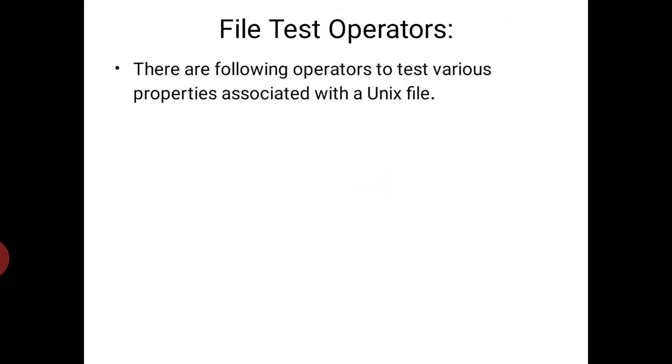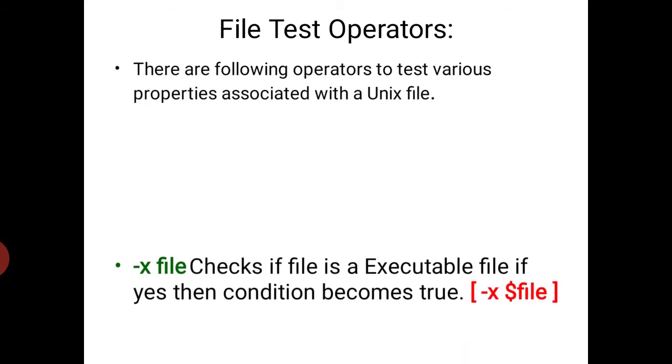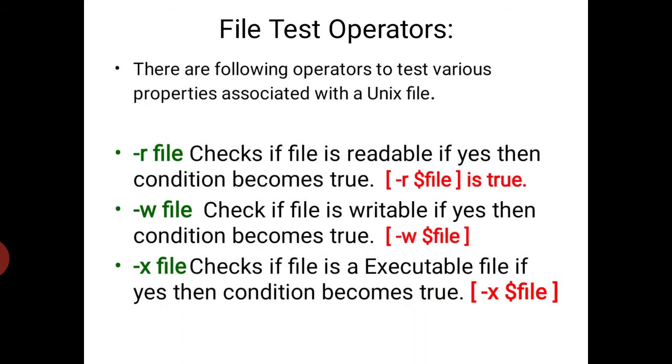Next one is file test operators. All test operators we have discussed, minus r, minus w and minus x. Here we see how to use these operators. Again the same way, within square braces minus r along with the file name. Here the file name is used with the dollar symbol because it is a variable, and whenever we use any variable it must be preceded by the dollar symbol.